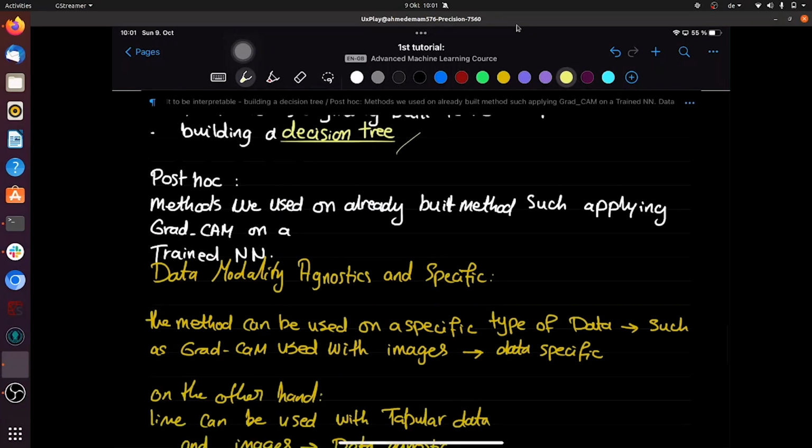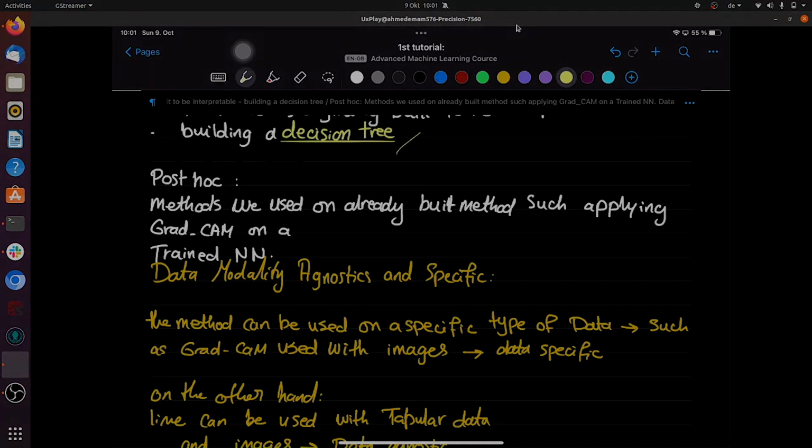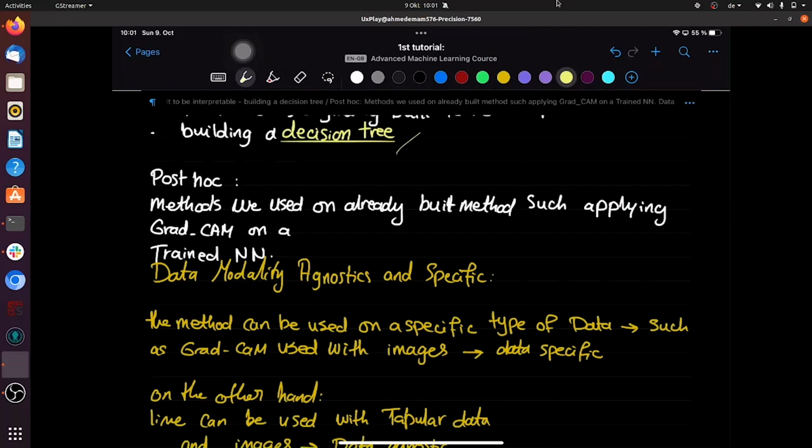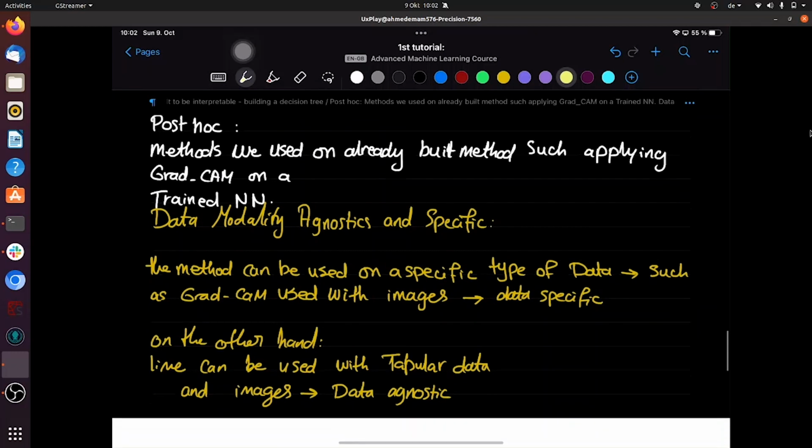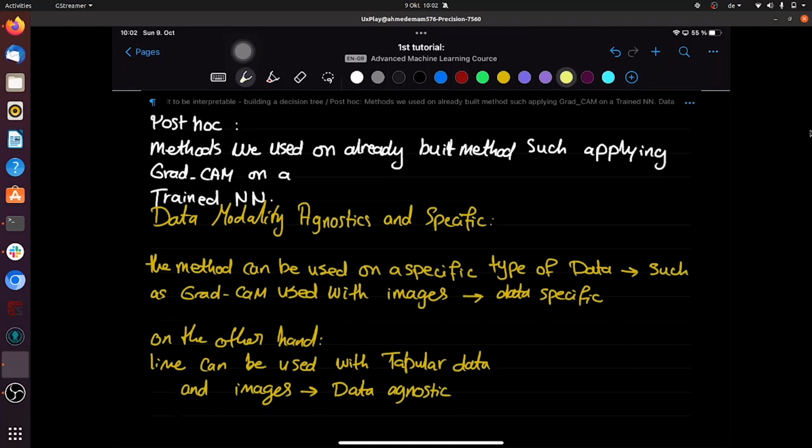And post hoc is a group of methods which is used after the model has been trained. Most of the methods that we have seen in the explainable methods are post hoc methods, because we are integrating some external algorithms into our original algorithm to be able to understand its decision-taking mechanism.